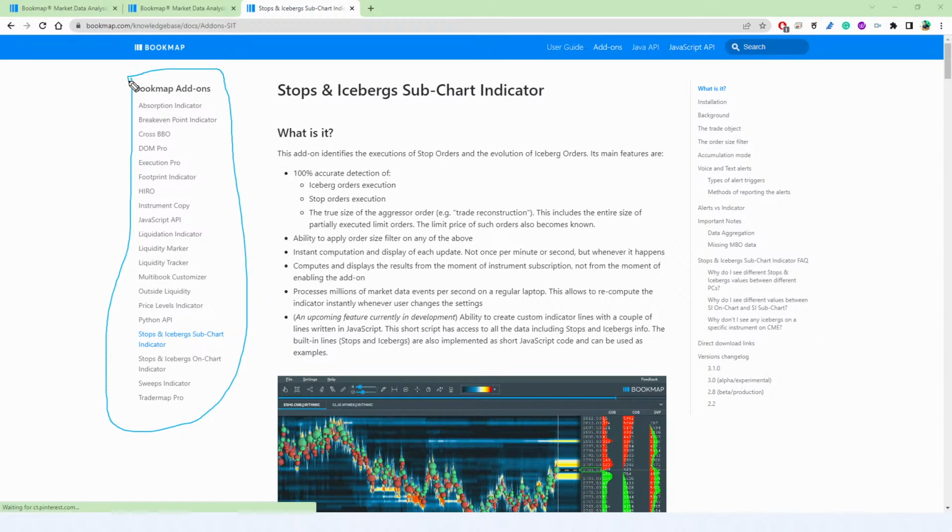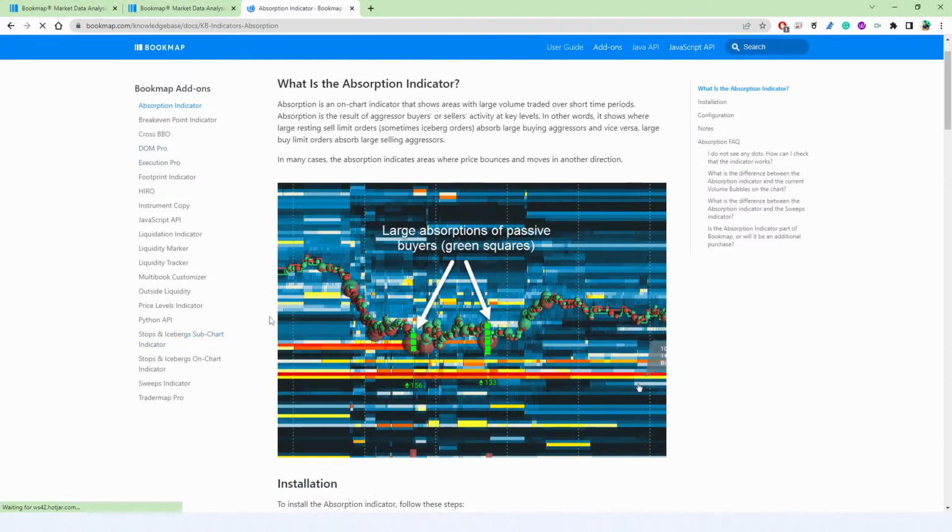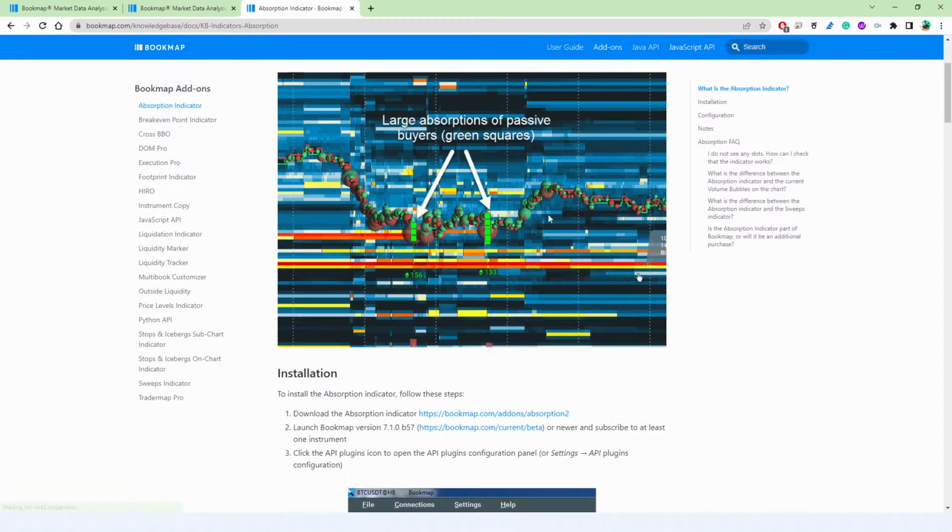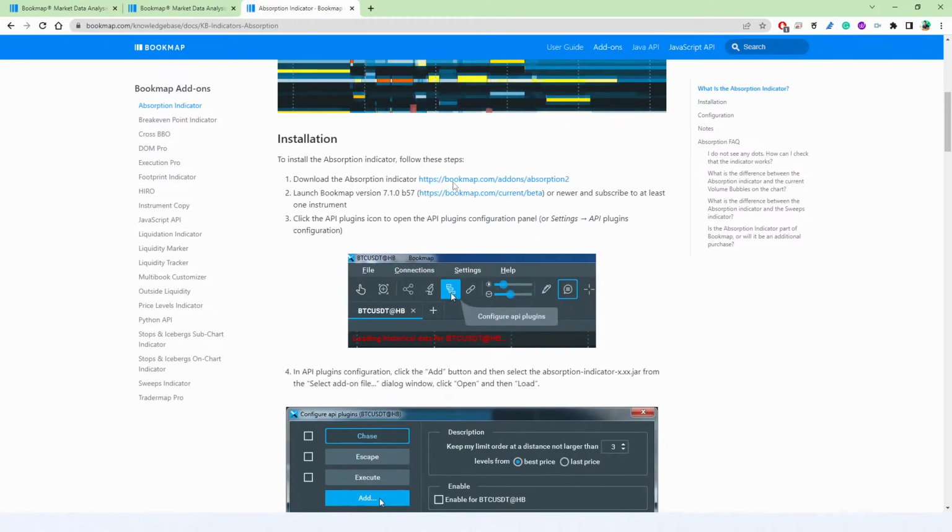different add-ons that you can try with bookmap.com. So you can subscribe to the Bookmap TrueData subscription of the Indian version, and then you will be able to access this. For example, if you need an absorption indicator, go to the absorption indicator, and there is an explanation on it. In that, you have to download it, so download the absorption indicator using this particular link.